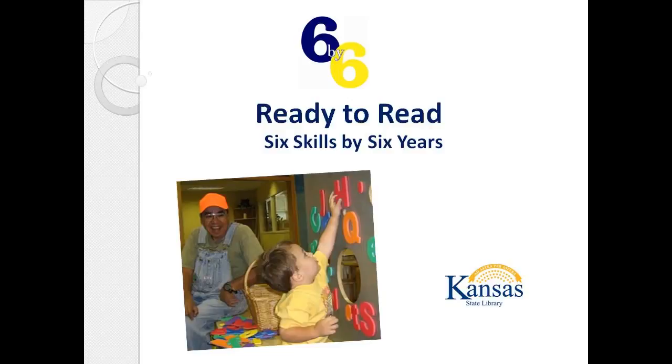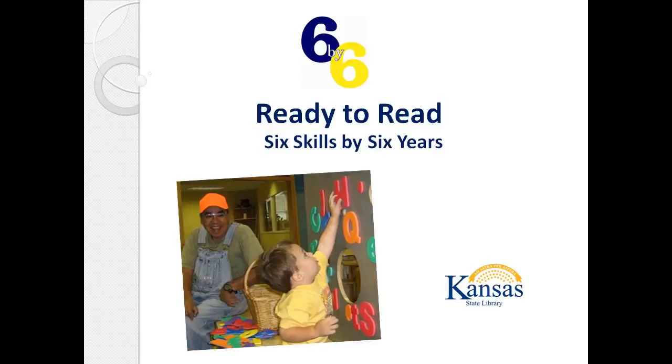Okay, thank you, Kyla. As Kyla mentioned, my name is Anna Foote. I am the Early Literacy Lifelong Learning Coordinator for the State Library of Kansas, and I'm here to talk about early literacy and our program 6x6. 6x6 stands for 6 skills by 6 years, and the idea is that there are 6 early literacy skills that children need to have in place to be ready to learn to read by about age 6.